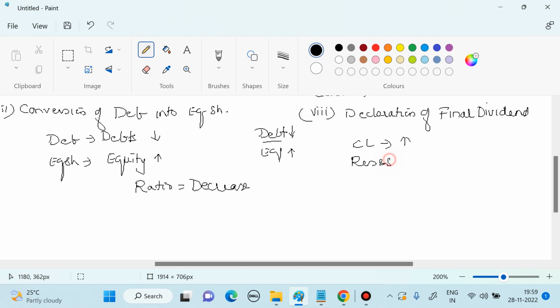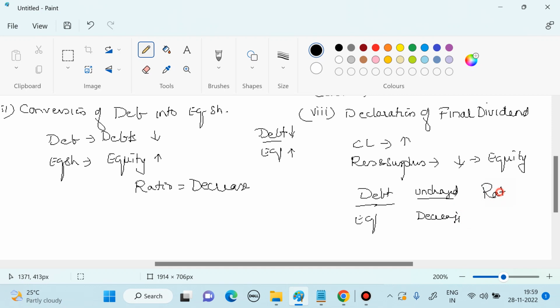So in your reserves and surplus, whatever amount you have, from that you are going to appropriate the amount equivalent to what the company is going to pay as dividend. So reserves and surplus is going to go down. Reserves and surplus is a part of our equity, which is the denominator in debt to equity. So debt is unchanged and your equity is decreasing. What happens to the ratio? With the numerator unchanged and the denominator decreasing, the ratio would increase. Clear?